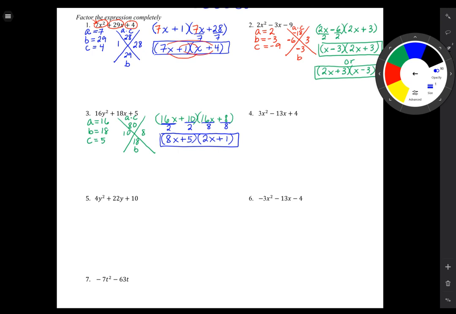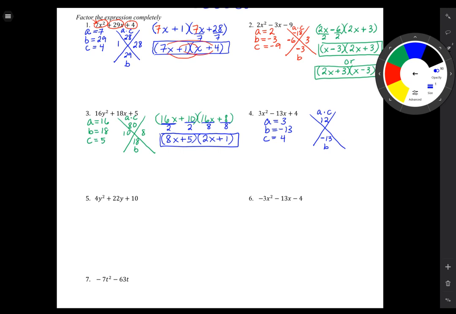All right, so for the next one, A is 3. Oh, I didn't even go through the steps. So there's no greatest common factor because 13 and 3 are prime and 4 is not. And there's not 2 terms, so we're going to do x factor. A is 3, B is -13, C is 4. A times C, so that'd be 4 times 3. Okay, so 12 and -13.